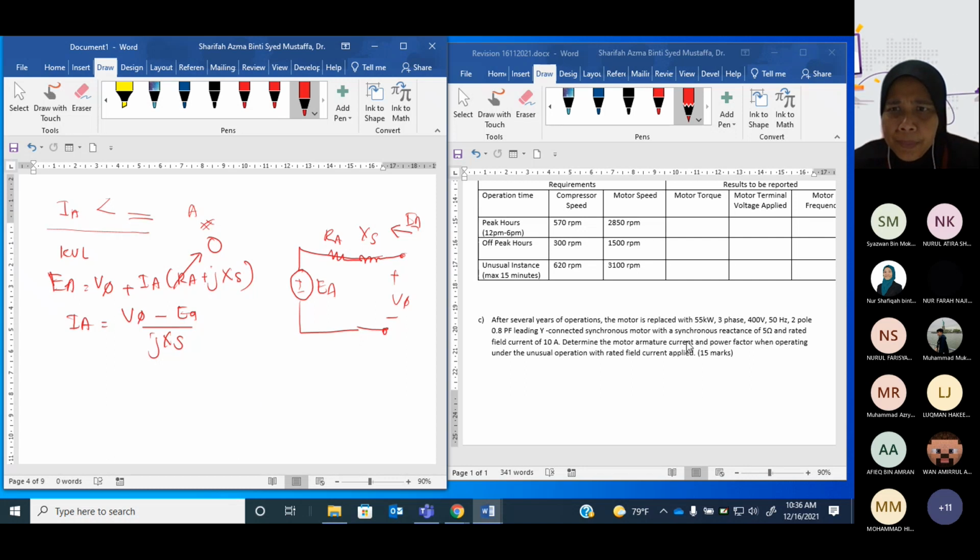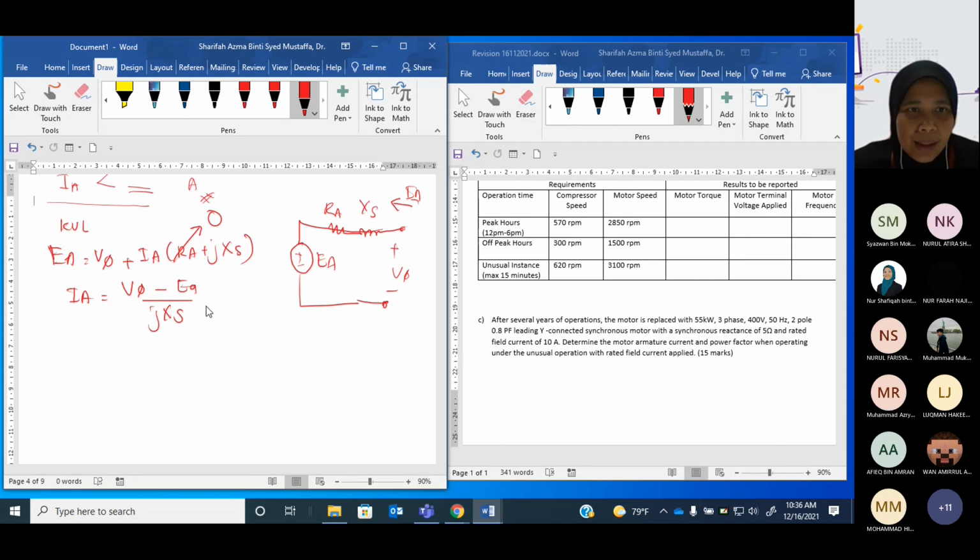Okay, ini kat mana ni? Dia kata when operating under the unusual operation. So kalau unusual operation, kita boleh refer to the speed lah. Okay, you want to calculate IA at unusual operation. Okay, what is the speed at unusual operation ni? 3100. Nm equal to 3100 RPM. So what is the rated speed for this motor? For this synchronous motor, what is the rated speed?